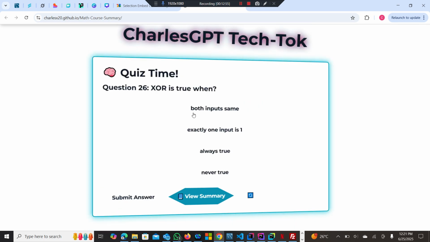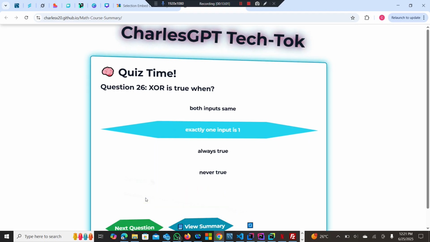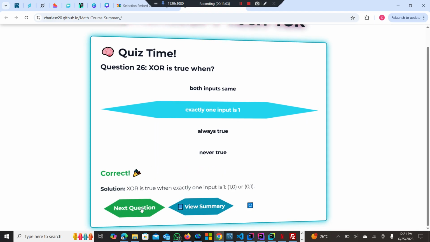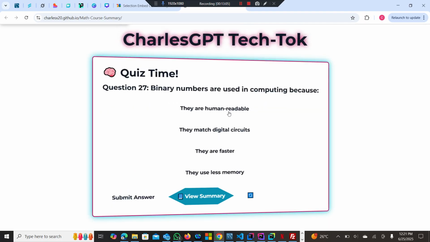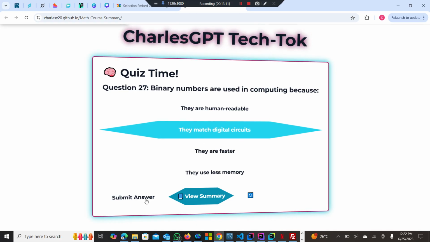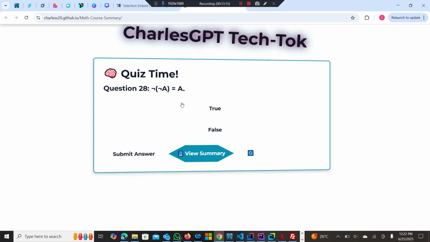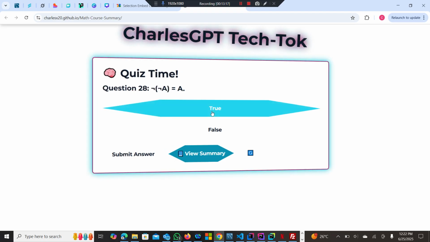So XOR is true when exactly one input is 1. Exactly one input is 1. So that's the answer for that. For the next question, we have: binary numbers are used in computing because they match digital circuits. And the next question is, yeah, it was A, so it's true.